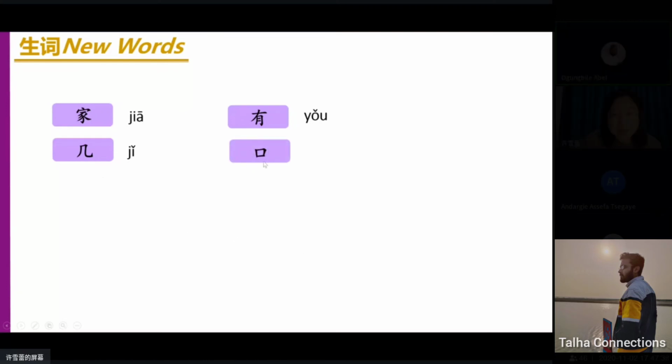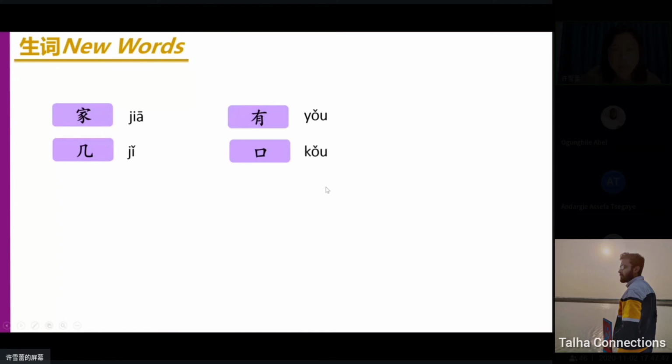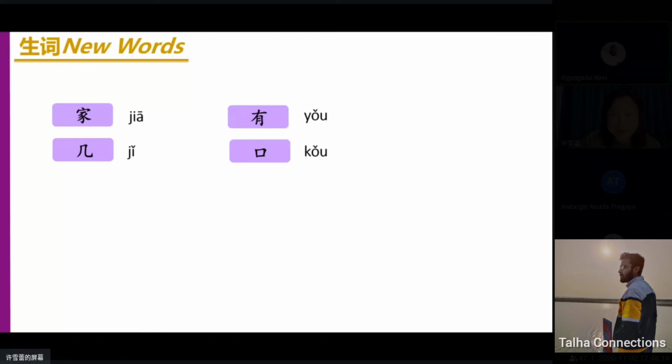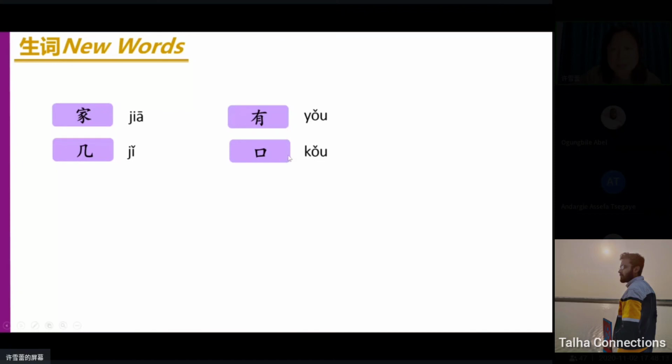Now here is the character 口. In this lesson, 口 is the measure word when we count the number of family members. 1, 2, 3, 4, 5. Now we'll use 口 as the measure word. Just now we learned 六口人. If we have 3 people in a family, we'll say 三口人. Okay, so 口 is the measure word for family members.